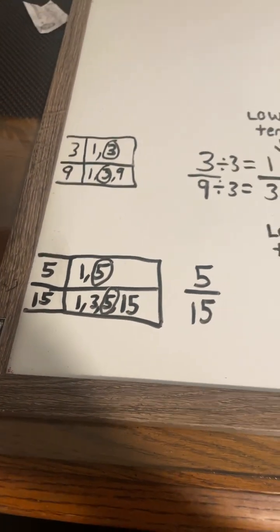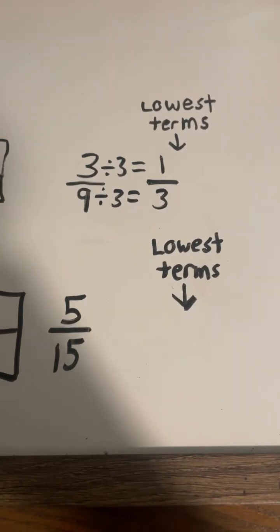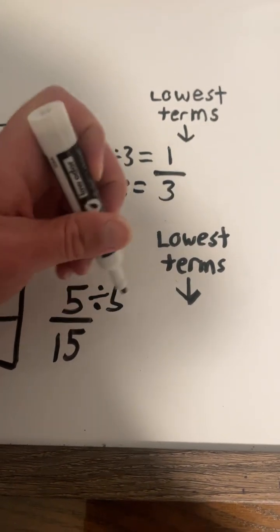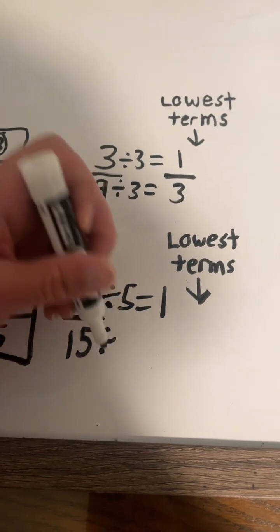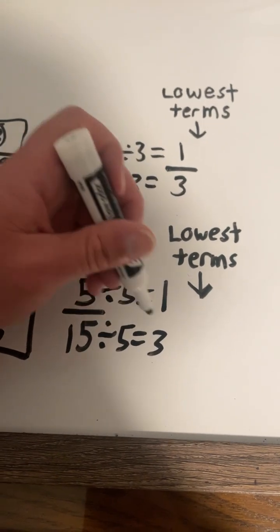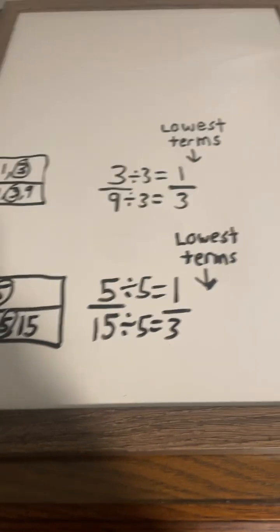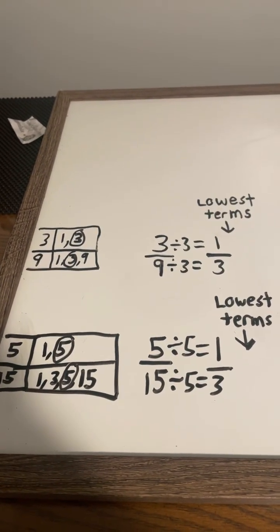So we're going to divide by 5. I have a feeling the answer is going to be the same, but we're going to find out. 5 divided by 5 equals 1. 15 divided by 5 equals 3. So I didn't plan it this way, but the answer is the same.